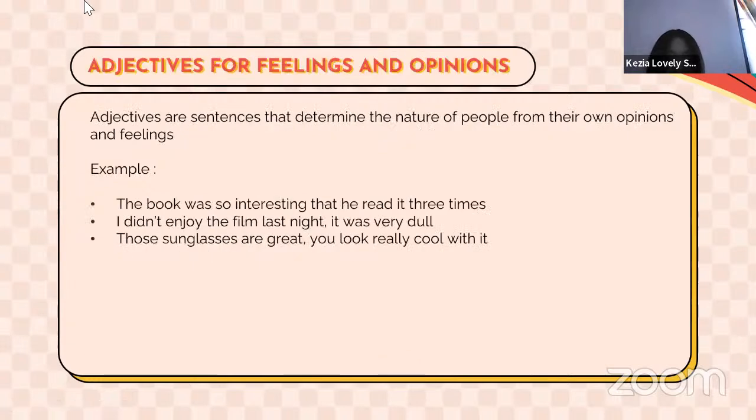Continued by Defino. Adjectives for feelings and opinions. Adjectives are words that describe the nature of people from their own opinions and feelings. Example: the book was so interesting that he read it three times. I didn't enjoy the film last night. It was very dull. Those sunglasses are great. You look really cool with them.